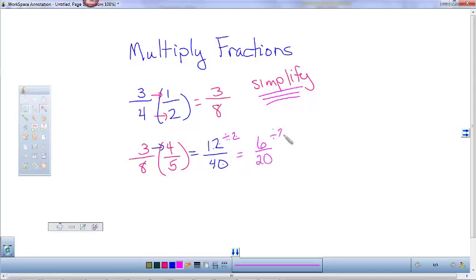This one, simplify another time. There's more. 6 divided by 2, 3. 20 divided by 2, 10. You have an even number and an odd number, so that means you are done.